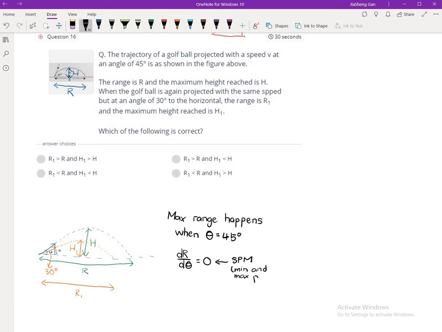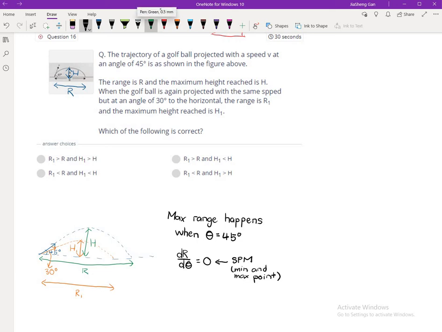But not important. You will not need to derive this. What you need to know is maximum range happens when theta equals 45 degrees. So if it's 30 degrees, it will be smaller than the maximum range. We know R is maximum, which means R1 must be smaller than R, because R is maximum.